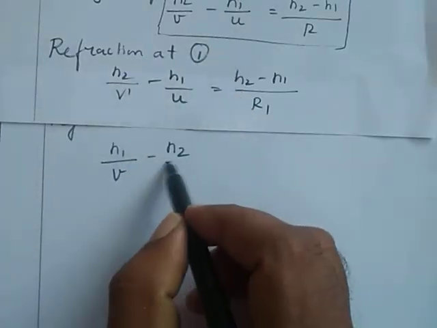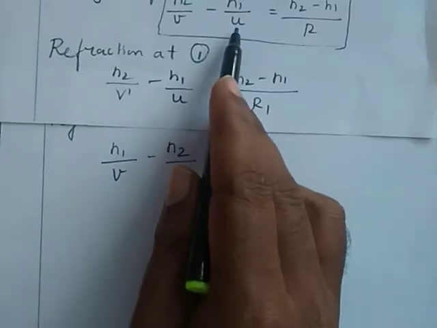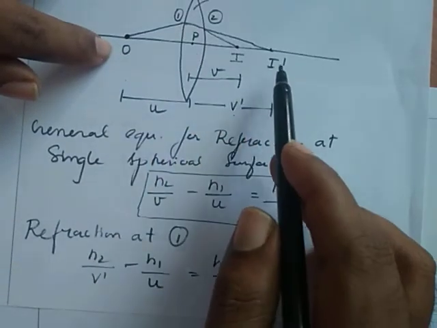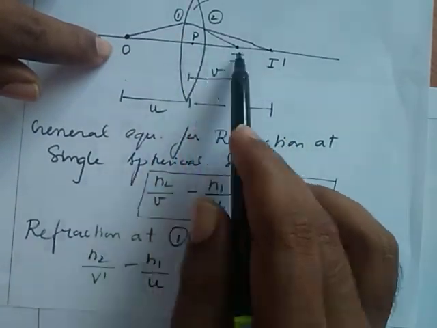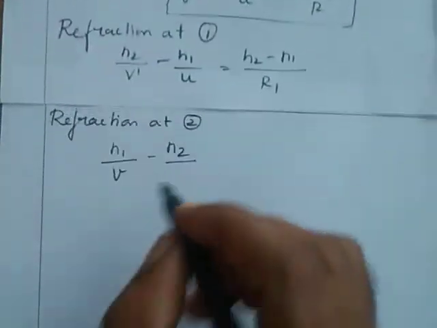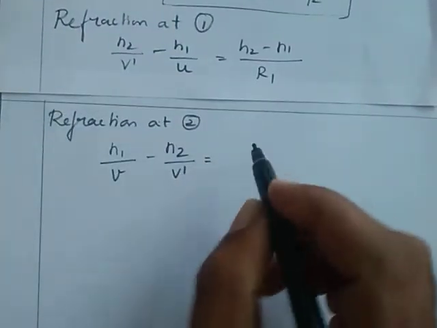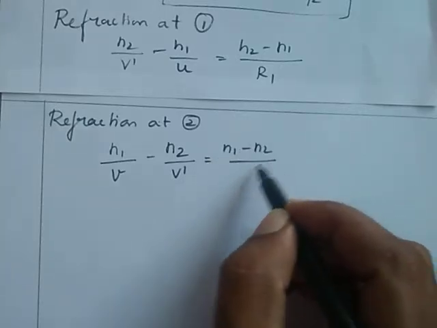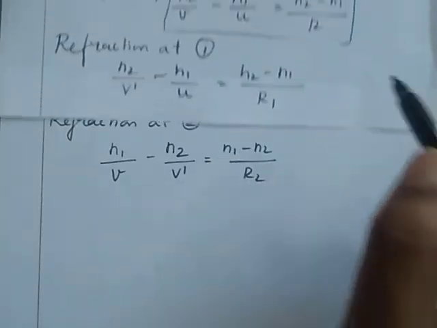Then divided by object distance u. Here the image I dash acts as an object for the second surface, so we write v dash. Then that is equal to (n1 minus n2) by r2. This is equation 1, and this is equation 2.